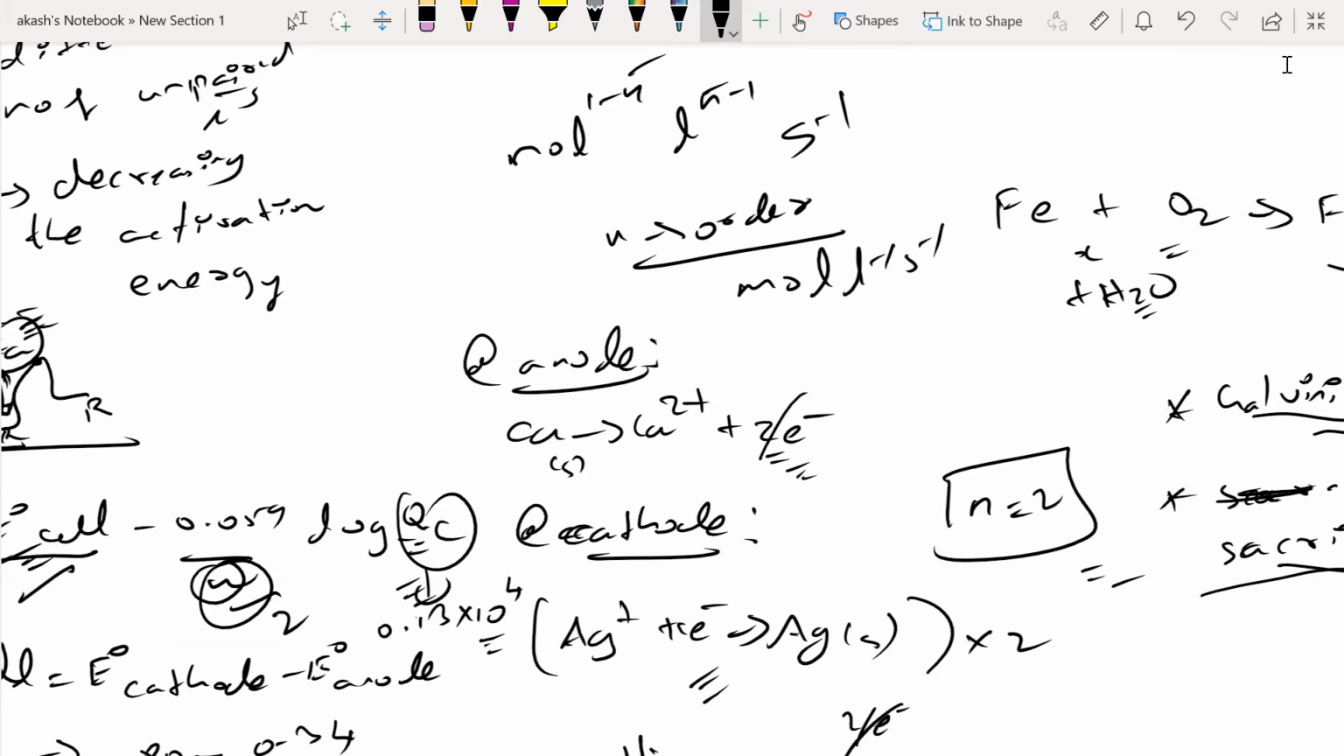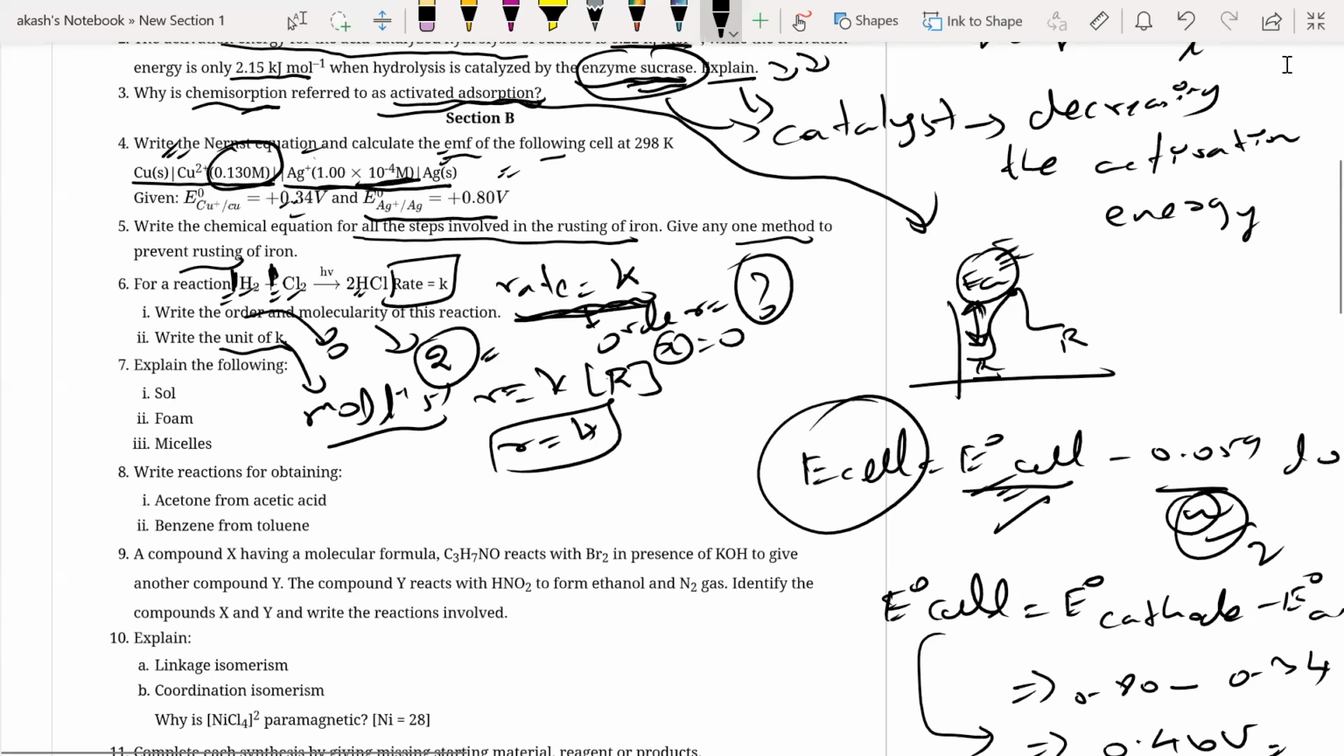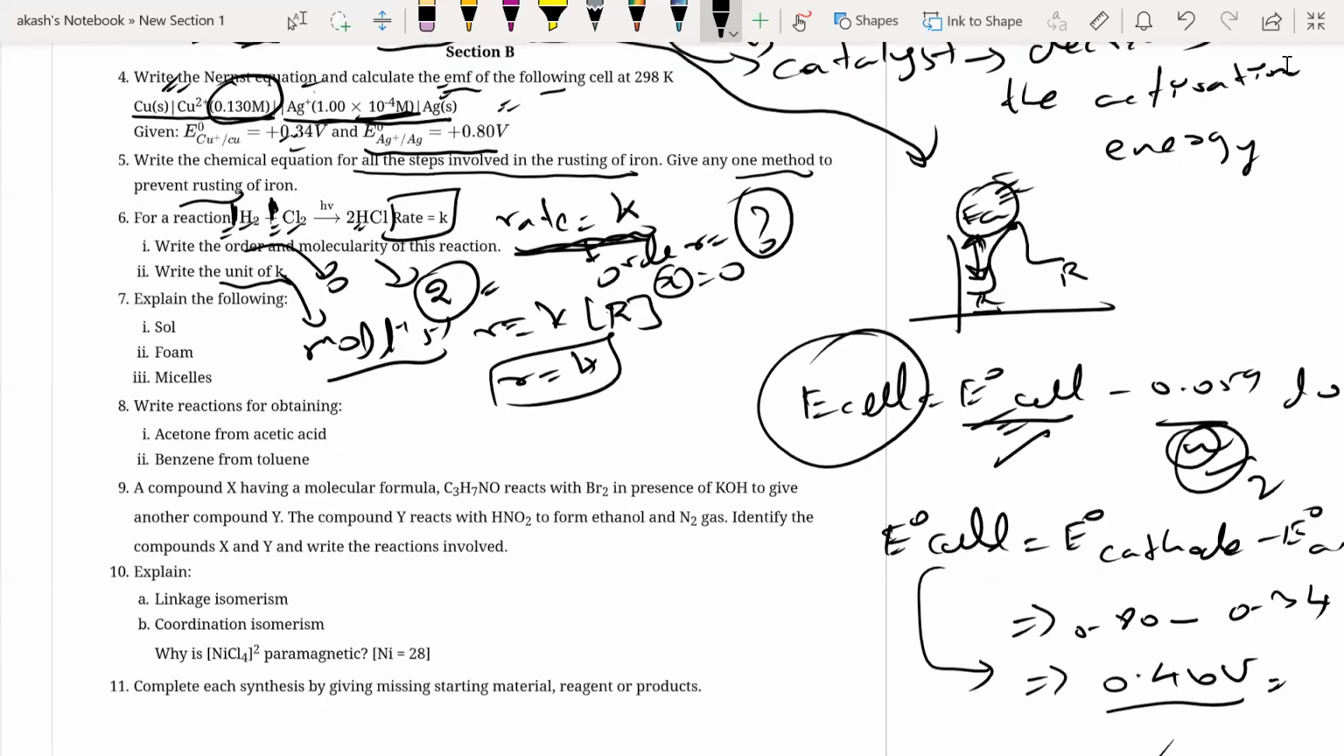So that is about that question. Next, explain the following. Now they have given sol. What is sol? Sol is when the dispersed phase is solid and the dispersed medium is liquid. And foam: in foam, the dispersed phase is a gas and the dispersed medium is a solid.